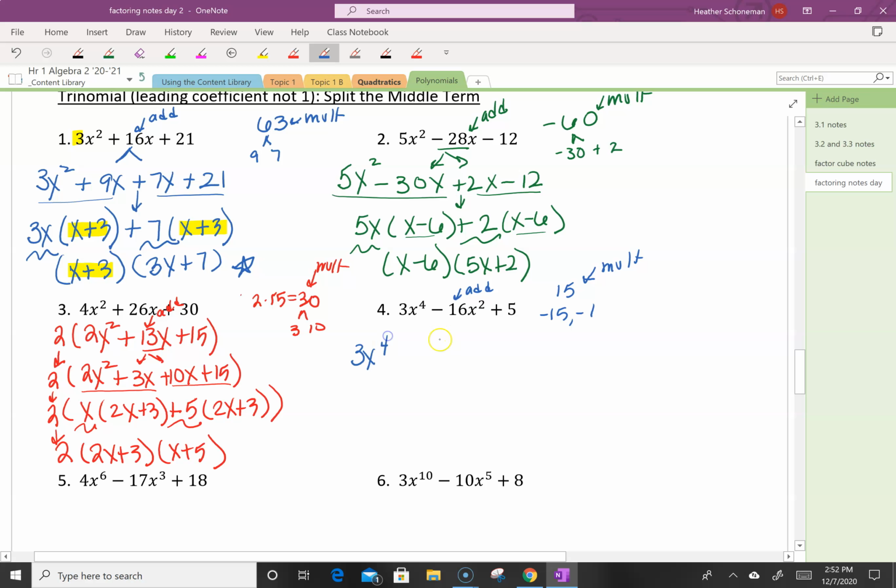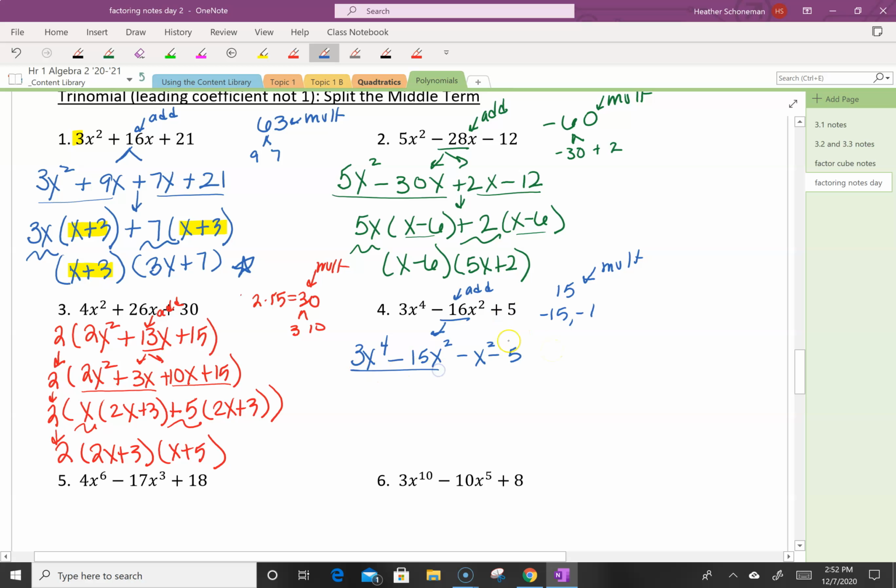I have 3x to the 4th, and then I'm going to split this middle term. So normally I'd write negative 15x minus x, minus 5. But negative 15x and negative x add to negative 16x, not negative 16x squared. And we need it to match, so I'm going to put a squared here. Now if I added these together, that'd give me negative 16x squared. So these are equivalent. If they don't match, it's not going to work.